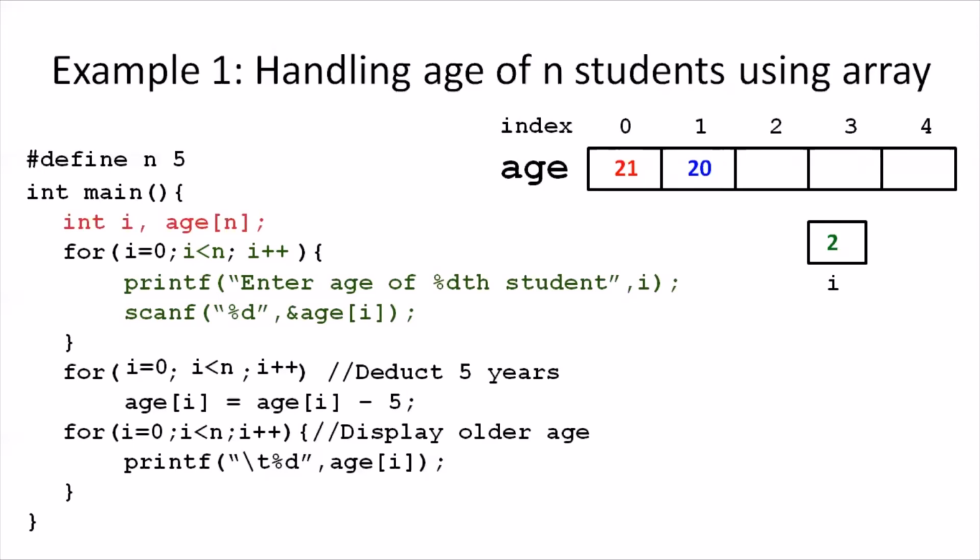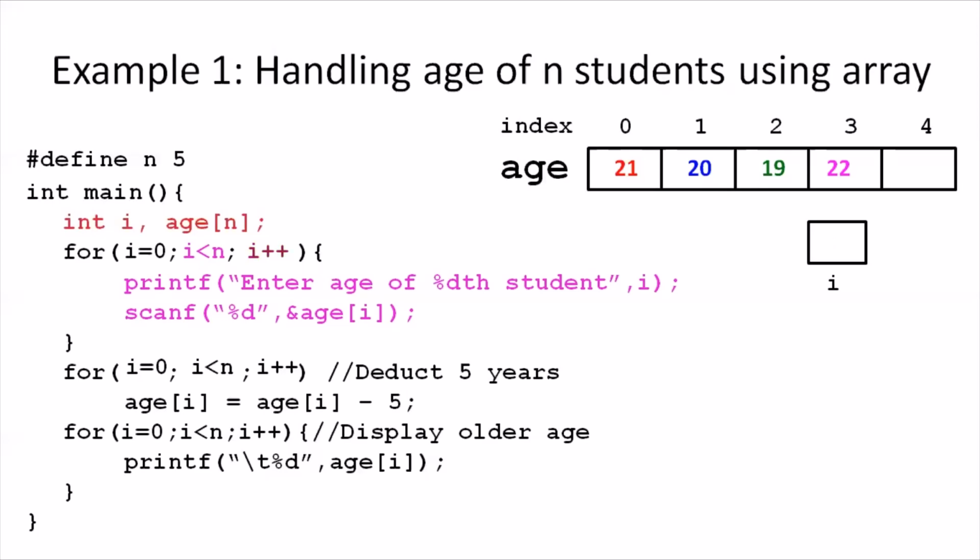Now it asks for the age of the 2th student, and on entering 19 from the console, it gets stored in the 2th cell of the array age. Now I gets further incremented to 3, and since 3 is less than 5, the control enters the loop once again. This time it asks for the age of the 3th student, and accordingly 22 is entered from the console. 22 now gets stored in the 3rd cell of the array.